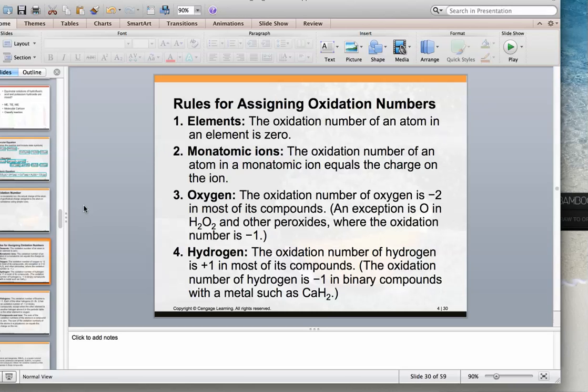Oxygen will nearly always have an oxidation number of -2 unless it's a peroxide or a superoxide, in which case oxygen has a charge of -1. This will happen very, very rarely in the context of chemical reactions in inorganic chemistry. Hydrogen will always have an oxidation number of +1 unless it's bonded to an alkali metal, in which case it's a hydride, and will have an oxidation state of -1.